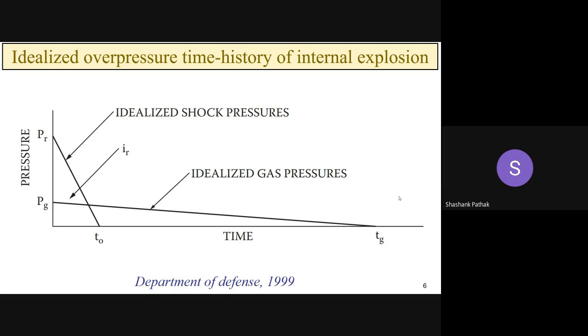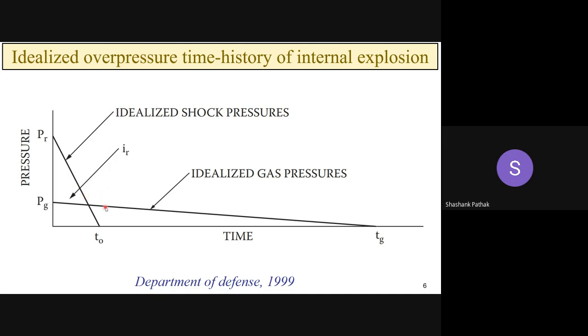So the parameters that you see here, for example, you see this reflected overpressure, and then it decays until time t0. And similarly, peak gas pressure, which decays with time and reaches zero at a time tg. All these parameters are idealized time histories, as I also explained in the case of air blast in previous lectures.